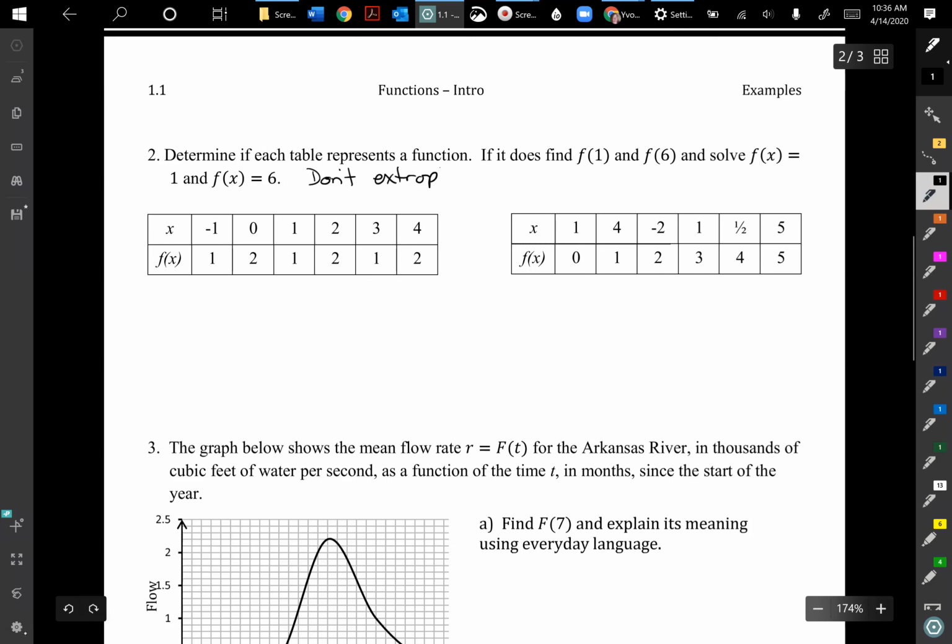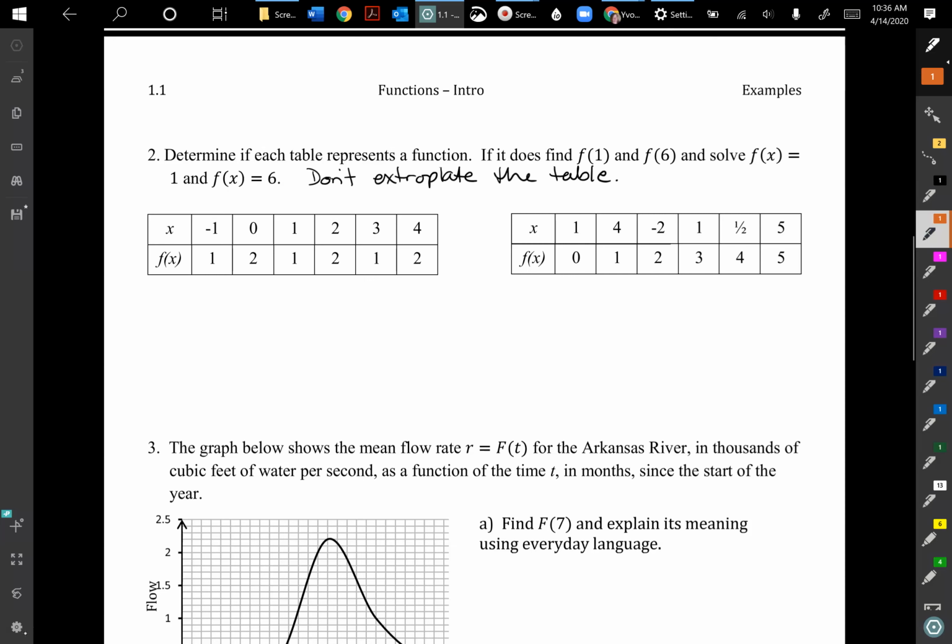Okay. The table. So I'll try to make sure I add that in the directions. So for this particular one, just stick to the data set given in the table. Sometimes you do extrapolate for particular problems, but we're not doing that here.